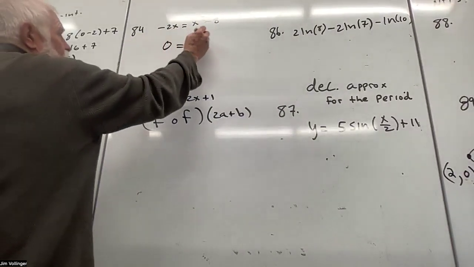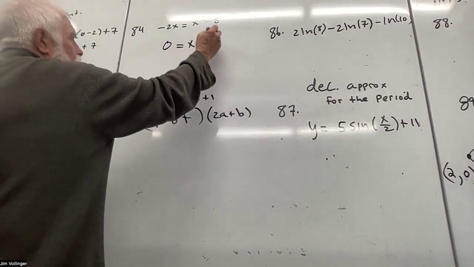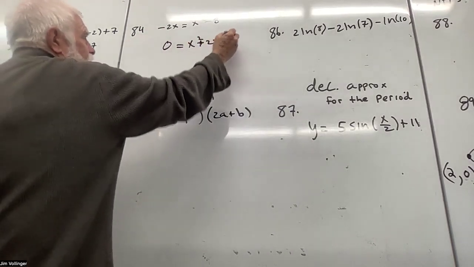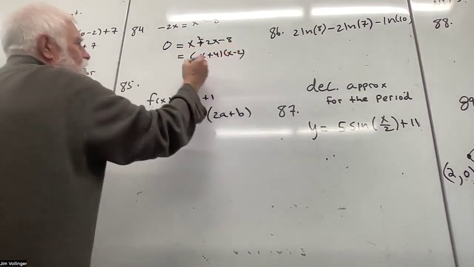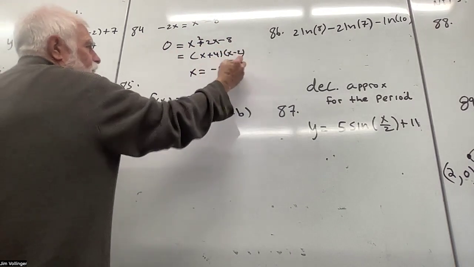Certainly no need to talk about this. Set it to 0, x squared plus 2x minus 8 becomes x plus 4 times x minus 2. So it looks like x equals negative 4 and positive 2.